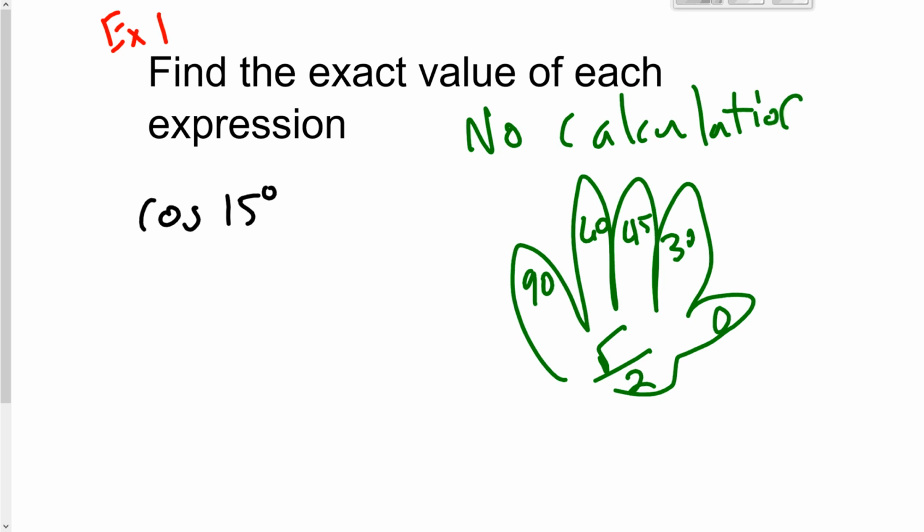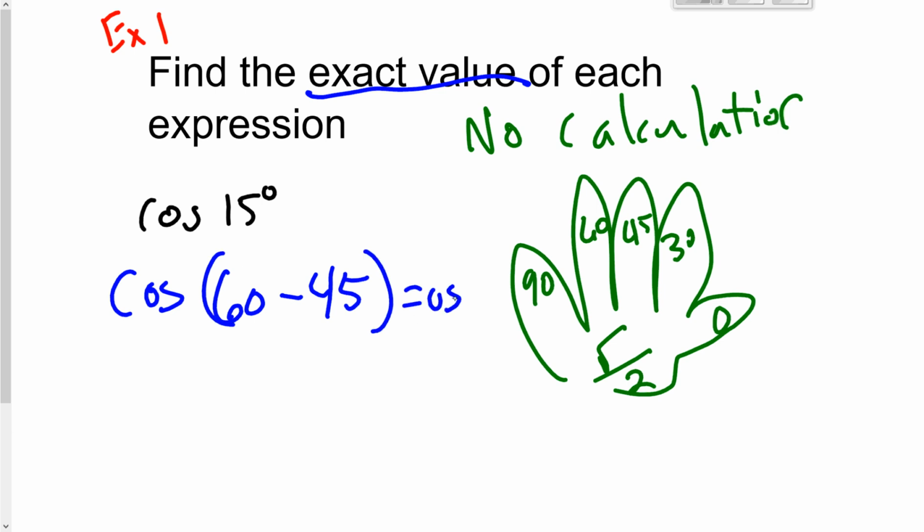Well, and so why we do these sum and difference formulas is because we have angles like cosine of 15 that we don't know. We know these ones, 0, 30, 45, 60, 90, but we don't know 15. So there's a way that you can do it without a calculator. That's what you'll be asked to do on the test. You'll find the exact value. So cosine of 15 is the same as cosine of 60 minus 45. 60 minus 45 is 15, right? So cosine of 15 is the same as cosine of 60 minus 45.